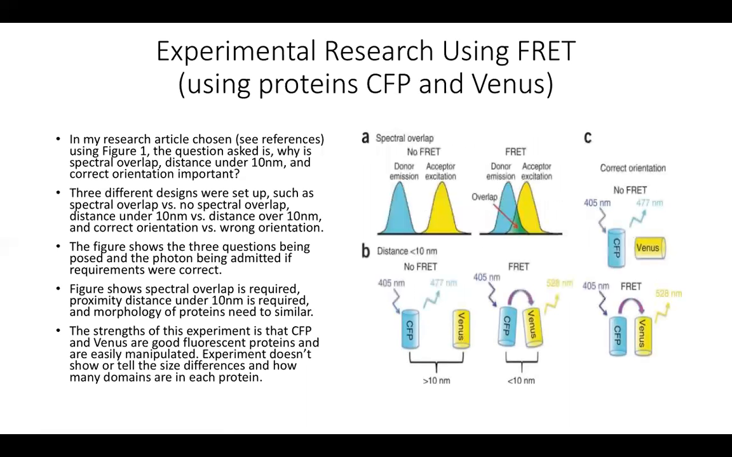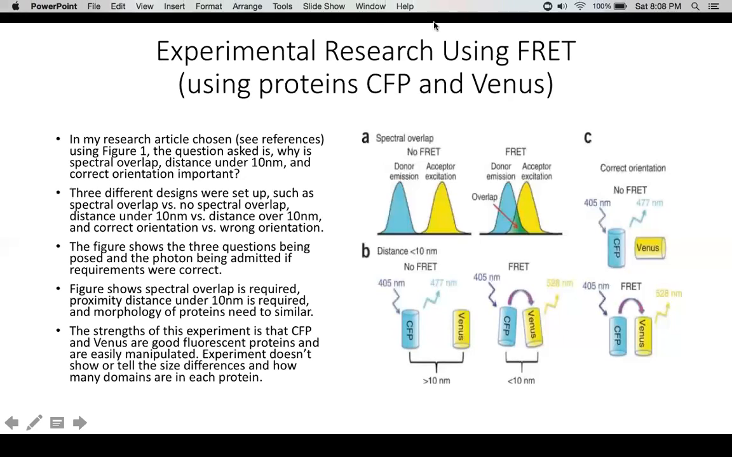Experimental research using FRET, using proteins CFP and Venus. They're both fluorescent proteins. They're good for experiments like this, but in my research article chosen, using figure 1, the question asked, why is spectral overlap and distance under 10 nanometers and correct orientation important? It is very important.